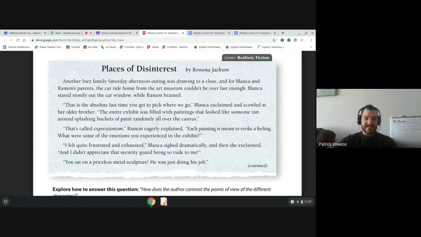"That is the absolute last time you get to pick where we go," Blanca exclaimed and scowled at her older brother. The entire exhibit was filled with paintings that looked like someone ran around splashing buckets of paint randomly all over the canvas. "That's called expressionism," Ramon eagerly explained. "Each painting is meant to evoke a feeling. What were some of the emotions you experienced in the exhibit?" "I felt quite frustrated and exhausted," Blanca sighed dramatically, and then she exclaimed, "and I didn't appreciate that security guard being so rude to me. You sat in a priceless metal sculpture. He was just doing his job."